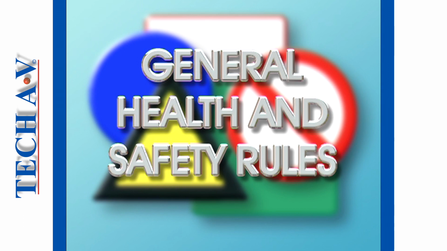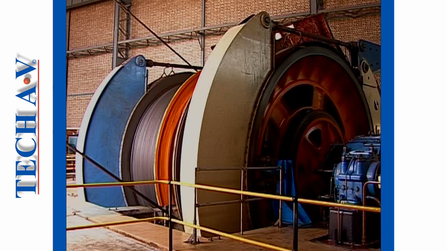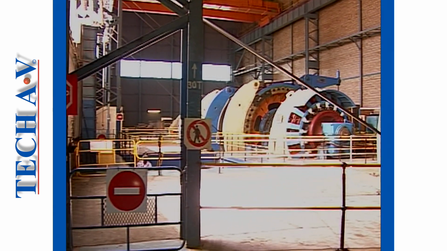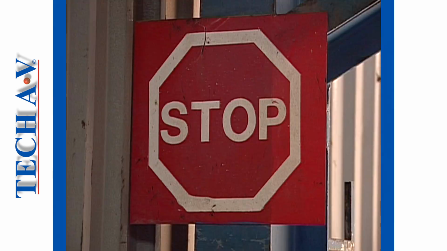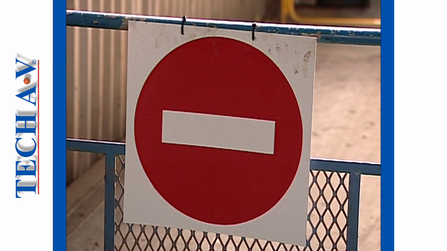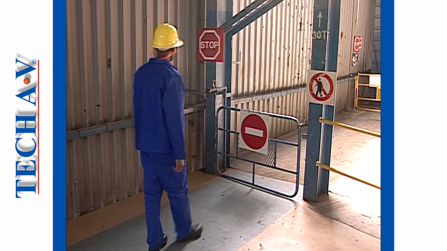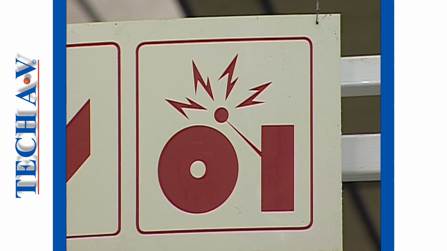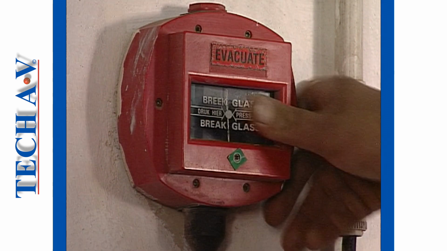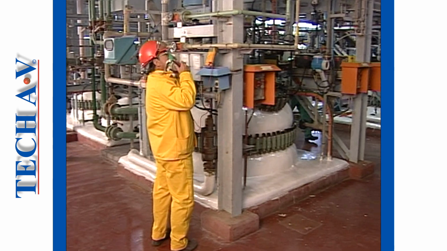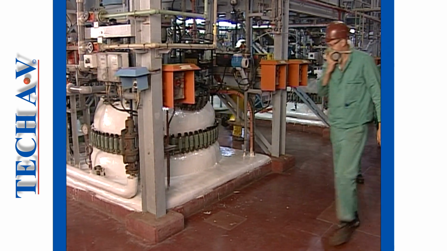Let's now look at the general health and safety rules. Everybody on the company's premises is required to comply with all recognized safety practices. In your workplace, you will notice certain safety signs that constitute safety rules. They are there for your safety and should be adhered to at all times. These signs will also indicate the location of emergency equipment and emergency exits. It's crucial that you know their location.